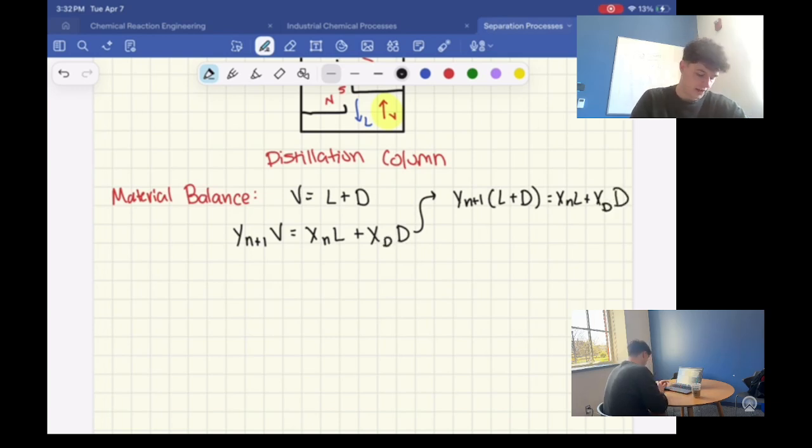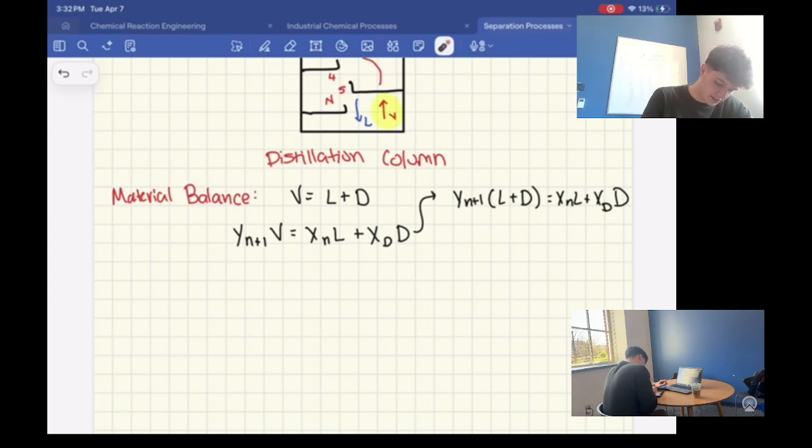I do want to note one thing. I did make a mistake here. I did just fix it. This is not x sub n, it's x sub D, both there and there.